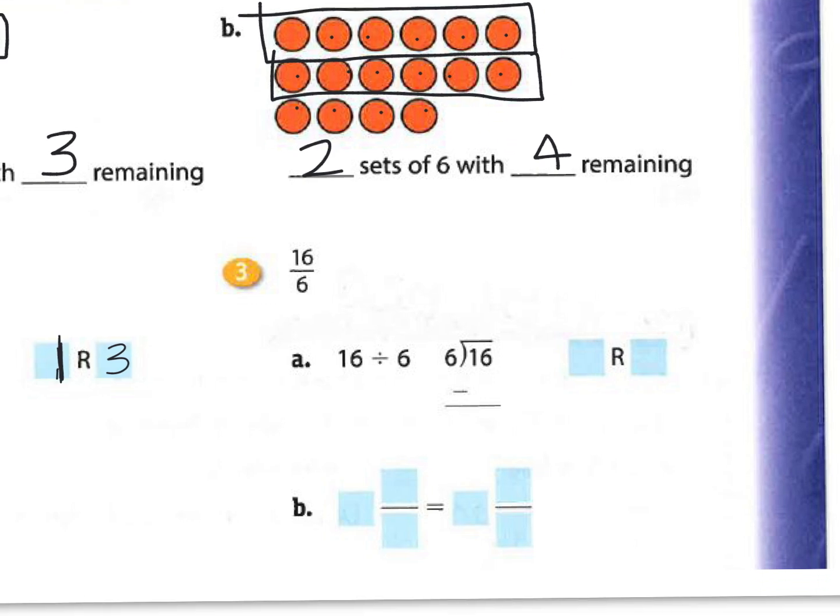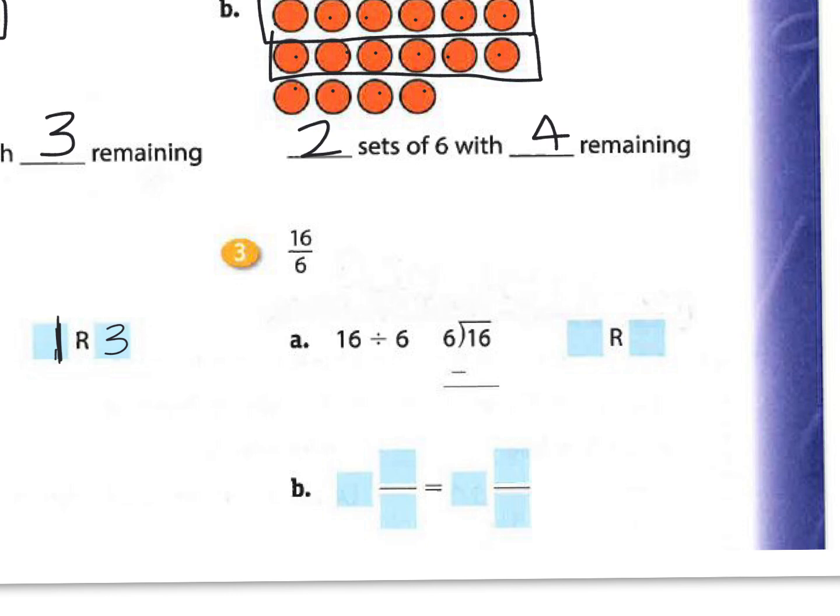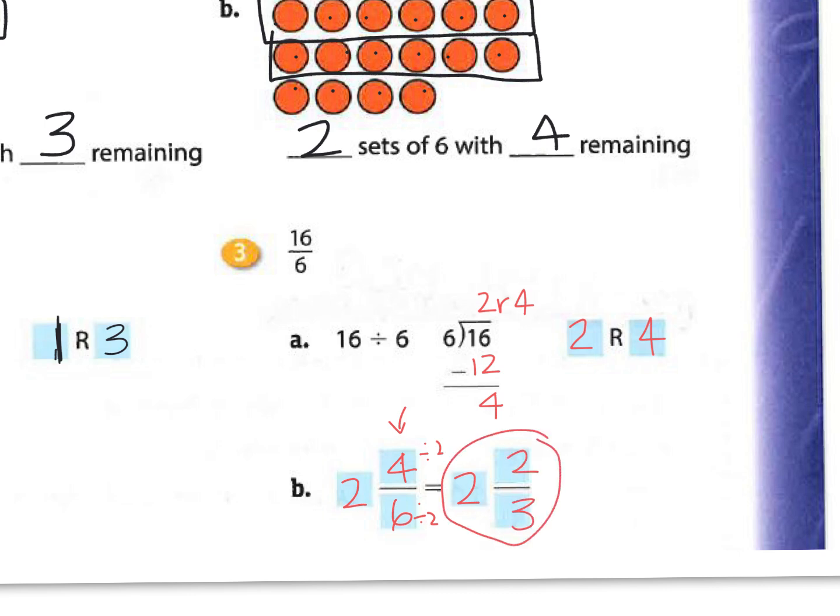Well, 16 divided by 6, 6 goes into 16 2 times. Well, 2 times 6 is 12, and then 16 minus 12 is 4. So we have a 2 with a remainder of 4. So you put an R for 4. So that is the same thing as 2 and then 4 over 6. Well, 4/6 can be simplified, so the whole number stays as 2, but if we divide the fraction top and bottom by 2, 4 divided by 2 is 2, 6 divided by 2 is 3, 2 2/3 is our answer.